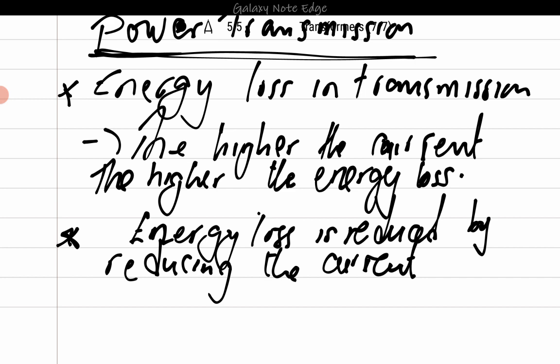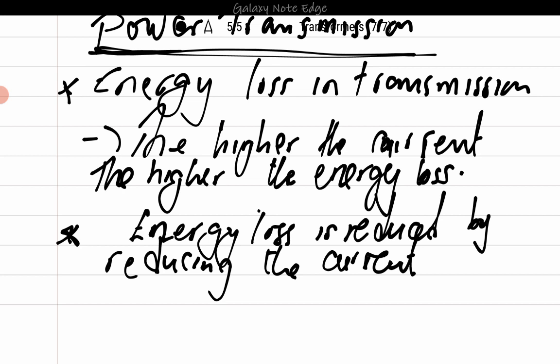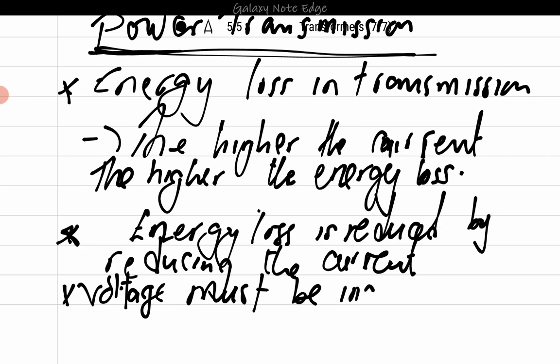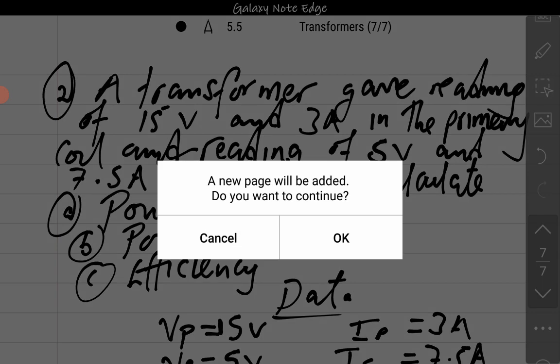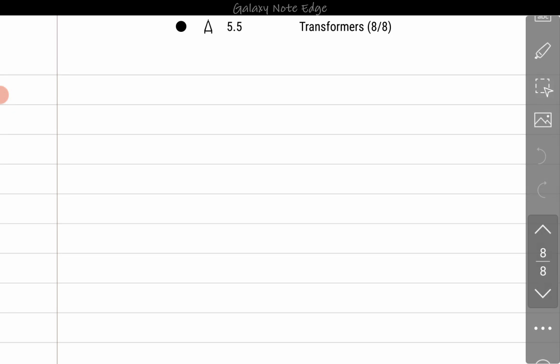Now take note that if we reduce the current, we have to increase the voltage. Okay? So voltage must be increased. That is the reason why electricity is transmitted at very, very high voltage. This is in the aim of reducing the energy loss.